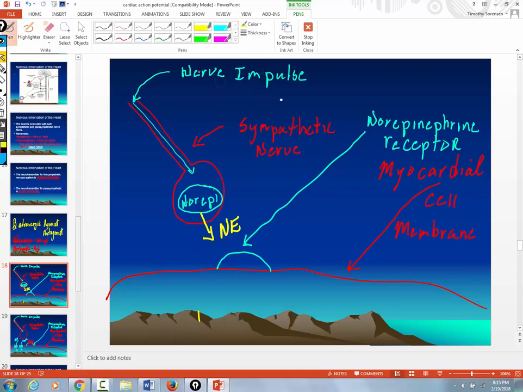Another name for a norepinephrine receptor in a heart muscle cell is called a beta 1 receptor. What binds to beta 1 receptors? Norepinephrine. Norepinephrine's a neurotransmitter. Epinephrine is the hormone.